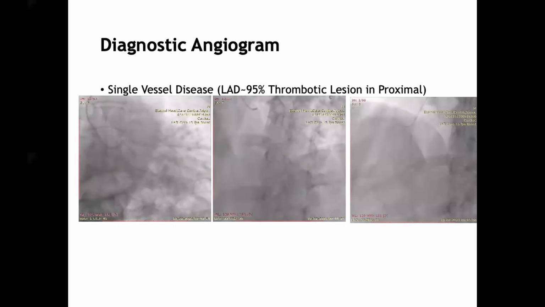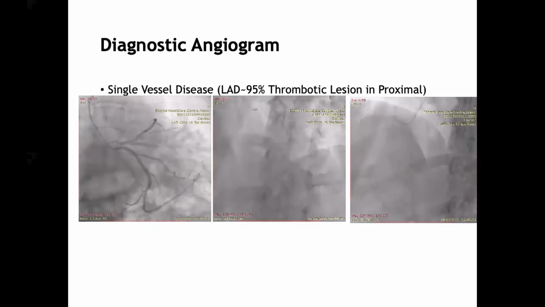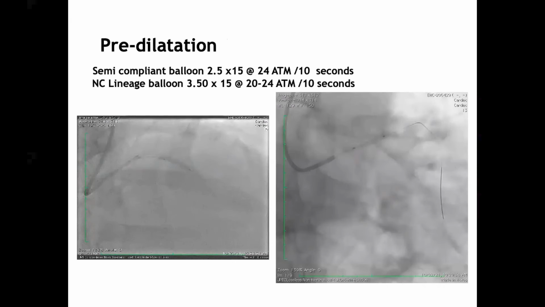There was an eccentric lesion in the proximal LAD, 90-95% thrombotic. RCA was normal, and the circumflex was also disease-free. This is again a discrete lesion in the proximal LAD with an ACS presentation. It's also an ideal indication for the BRS. Initial dilatation with a 2.5/15 balloon, and then with the NC balloon as part of pre-dilatation. A 3.5 millimeter NC balloon at high pressure, 20 to 24 atmospheres.